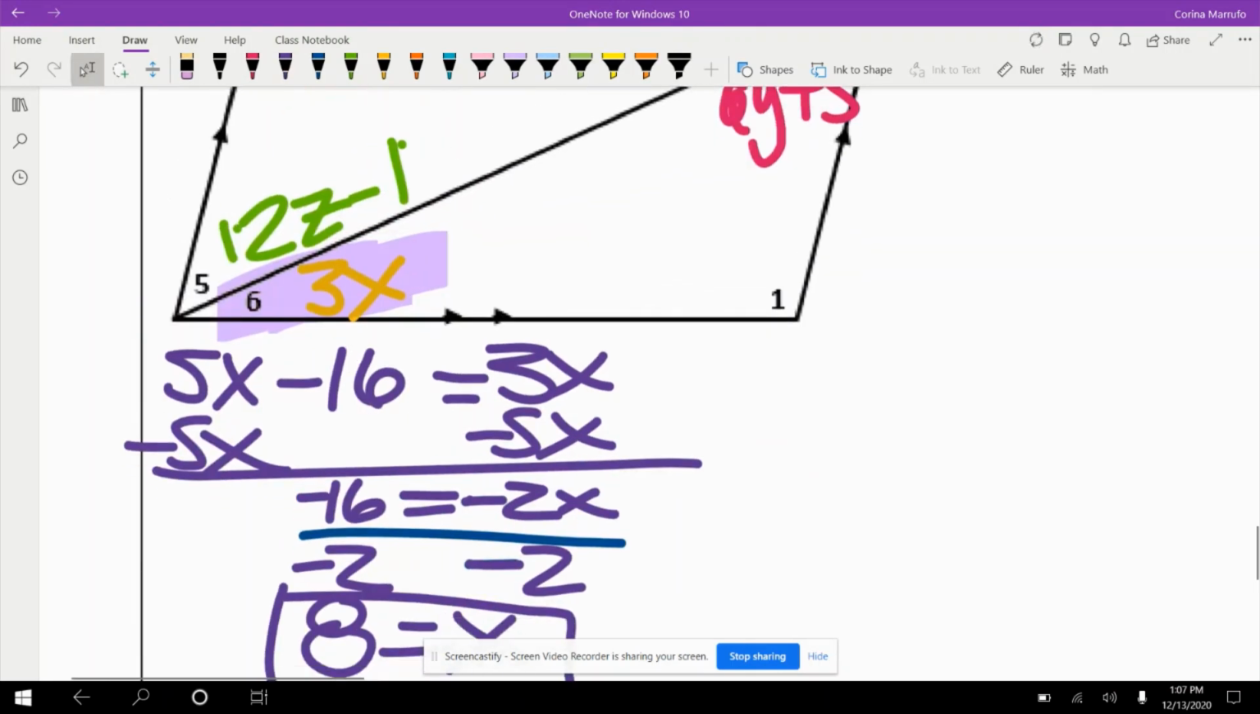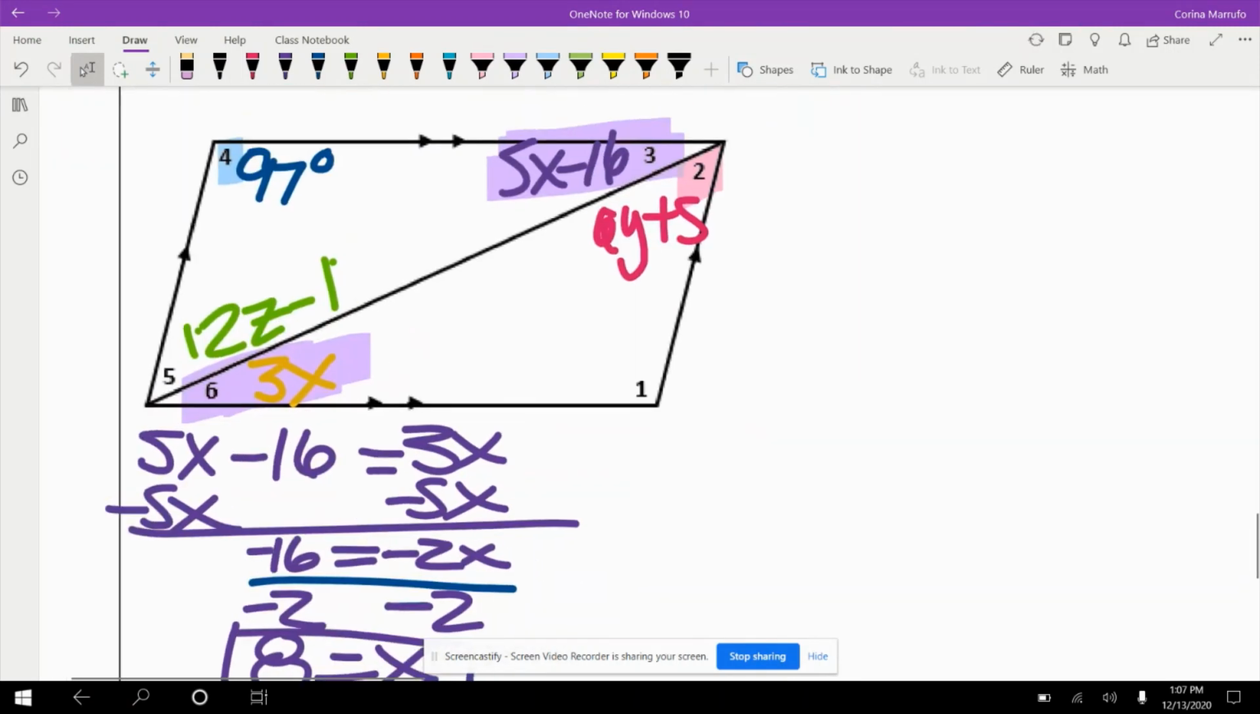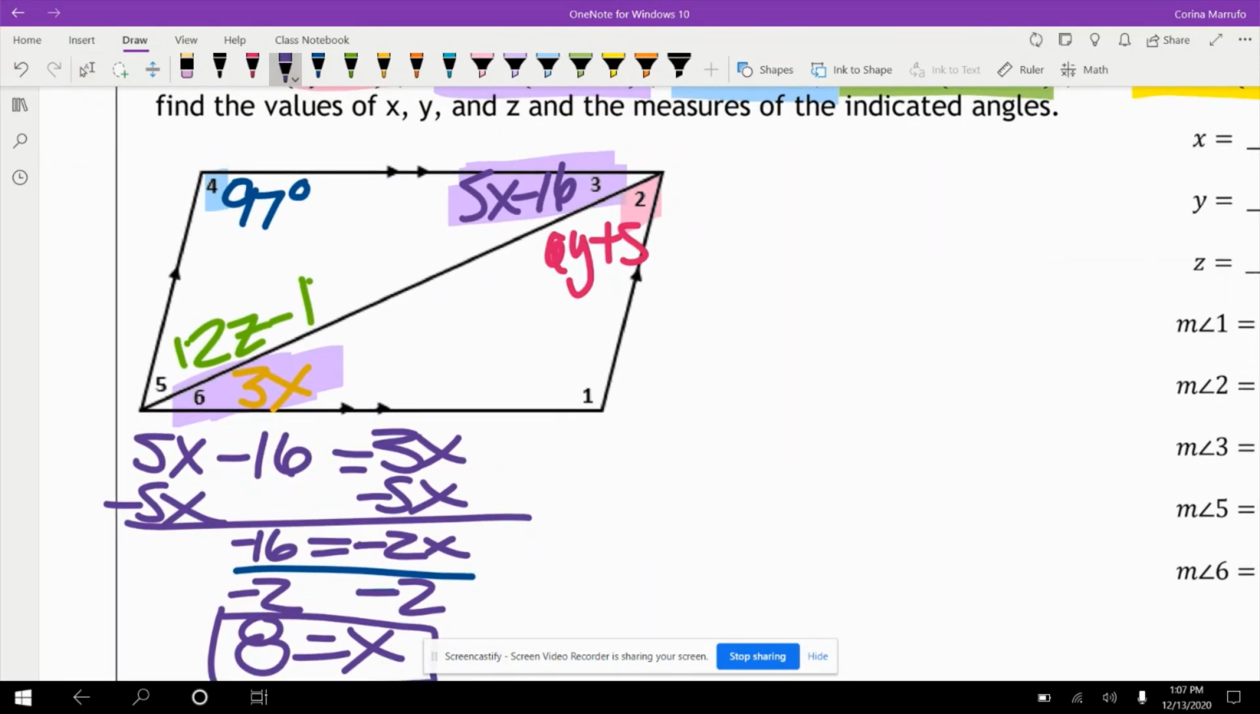Now, in order for us to figure out what these angles are, now that we know what x is, we just plug it in. So 3 times 8 gives us 24. And then 5x minus 16. So 5 times 8 is 40 minus 16 is also 24. So they should be the same number. If we don't get the same number when we plug it in, that means we did something wrong.